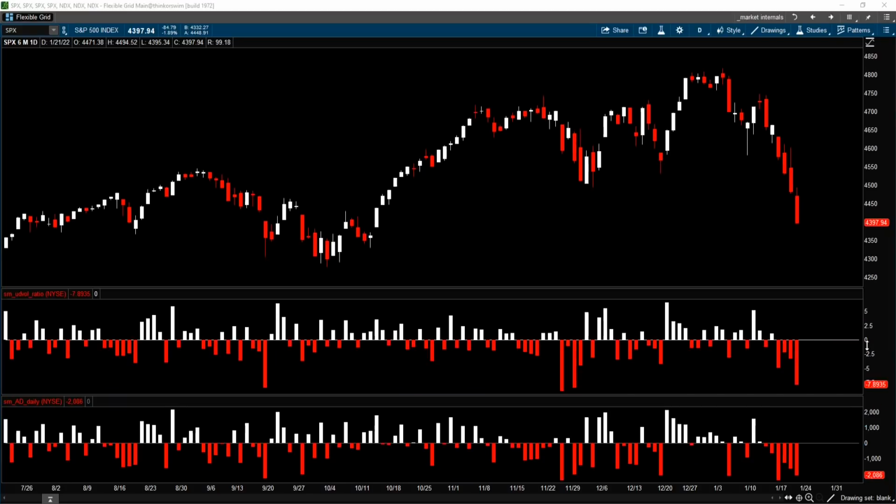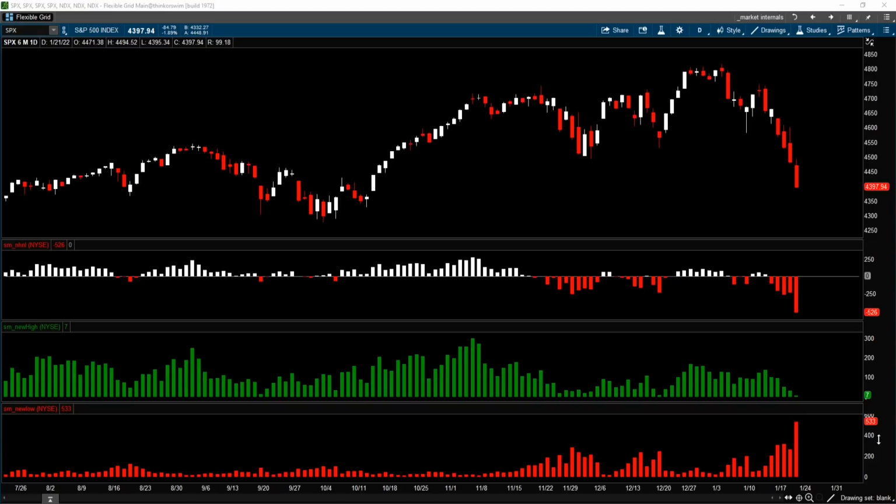And looking at the up-down volume ratio of the New York Stock Exchange last Friday, we see it's almost close to 8-1 in favor of the downside, the down volume here on Friday. And also the declining issues outnumbered the advancing issues by 2,086 on Friday. So definitely there was broad market downside selling on Friday.